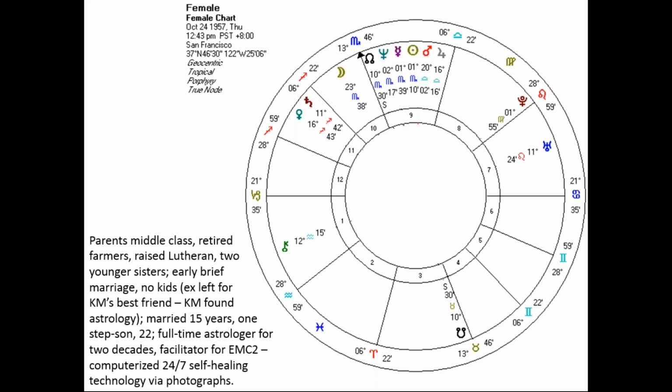I've been a full-time astrologer for almost 2 decades. And I also have my other work, my energetic balancing work. I'm a facilitator for an organization called EMC Squared that has a 24/7 self-healing program via computers. We impart 500,000 frequencies into your photograph 24 hours a day, 7 days a week. I've done that work for 18 years, and I love both of them. I forgot to put in, I'm also certified as a deep memory processing past life regressionist in the Roger Woolger method.